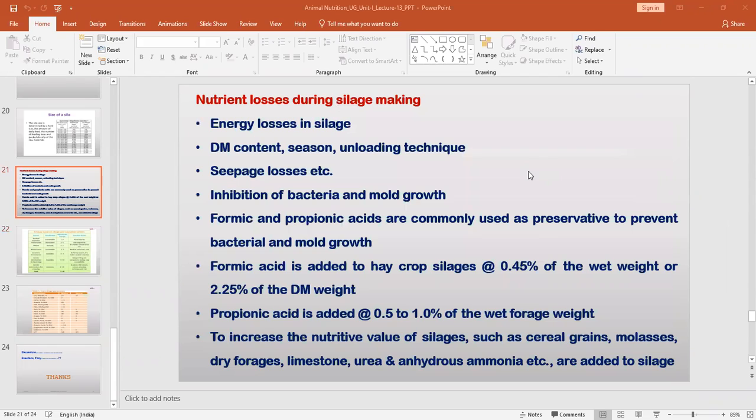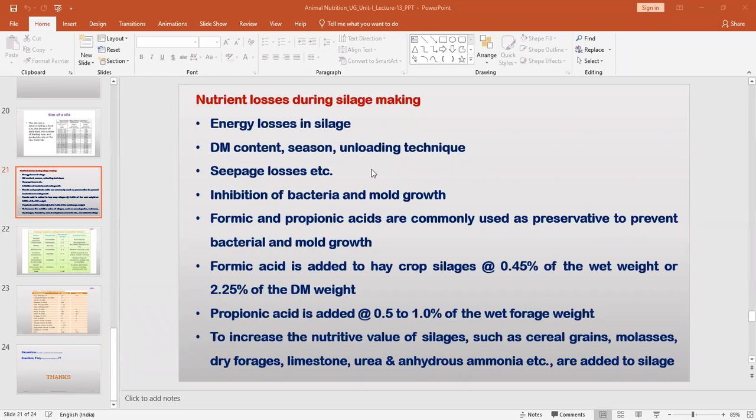Okay, so in the last class I discussed in detail how we can conserve livestock feed through silage making, and we discussed almost all the details: how we can prepare the silage, what is the dimension of the silo pit, what changes take place in the green fodder while making the silage, and how we can feed the animal and how much quantity of silage we can feed to different categories of animal.